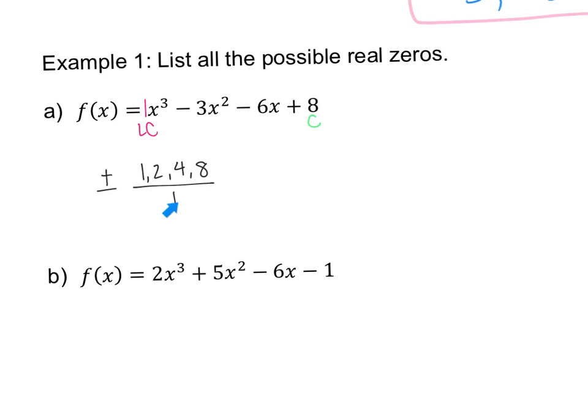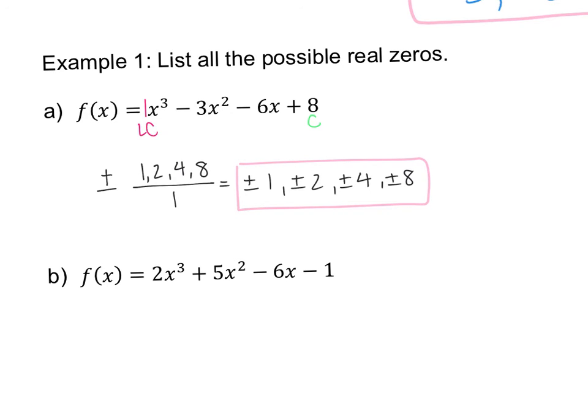I'm just going to take all of these numbers and divide them by 1. So we'll have plus and minus 1, plus and minus 2, plus and minus 4, plus and minus 8. If I take all of these numbers and divide by 1, I would just get itself. So 2 divided by 1 is 2, 4 divided by 1 is 4, 8 divided by 1 is 8. And those are all the possible factors.